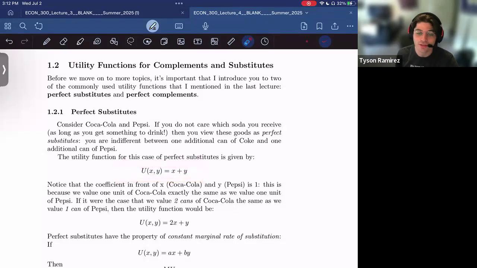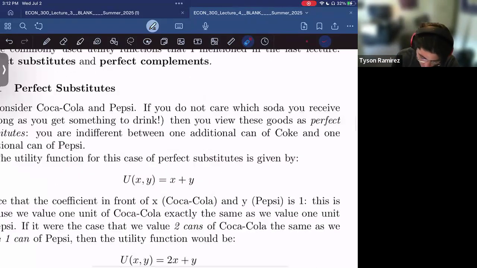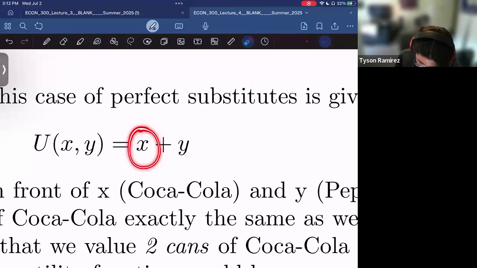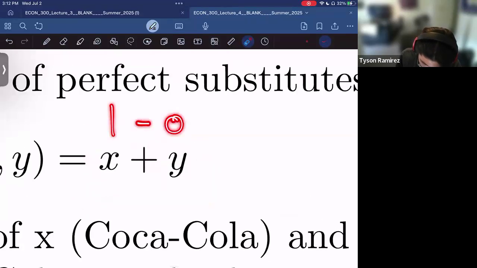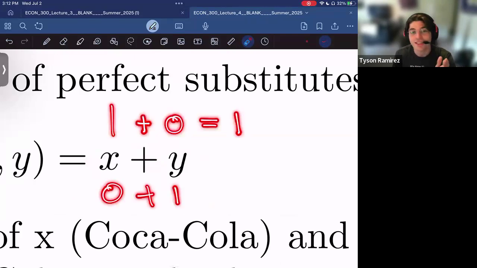It's just linear utility. So if I only had 1 unit of Coca-Cola and 0 units of Pepsi, imagine this is 1 and 0, then 1 plus 0 is going to equal 1. On the opposite, if I only had 1 unit of Pepsi and 0 units of Coke, I still get the same utility of 1. So this is the very essence of perfect substitutes, and this is how we model them with a utility function in an economic model. Linear utility represents perfect substitutes.